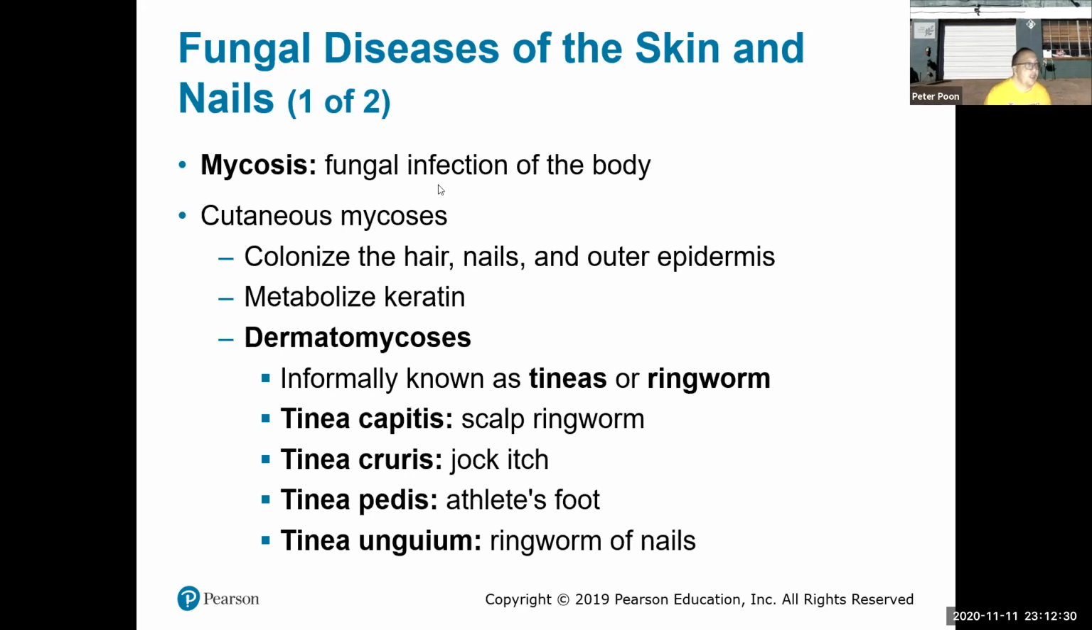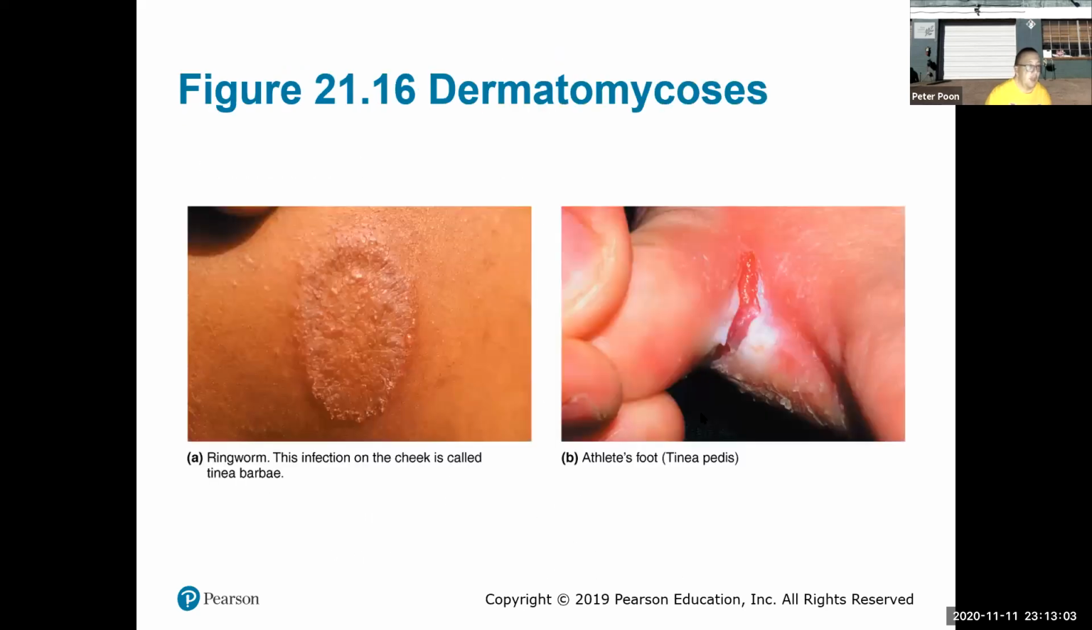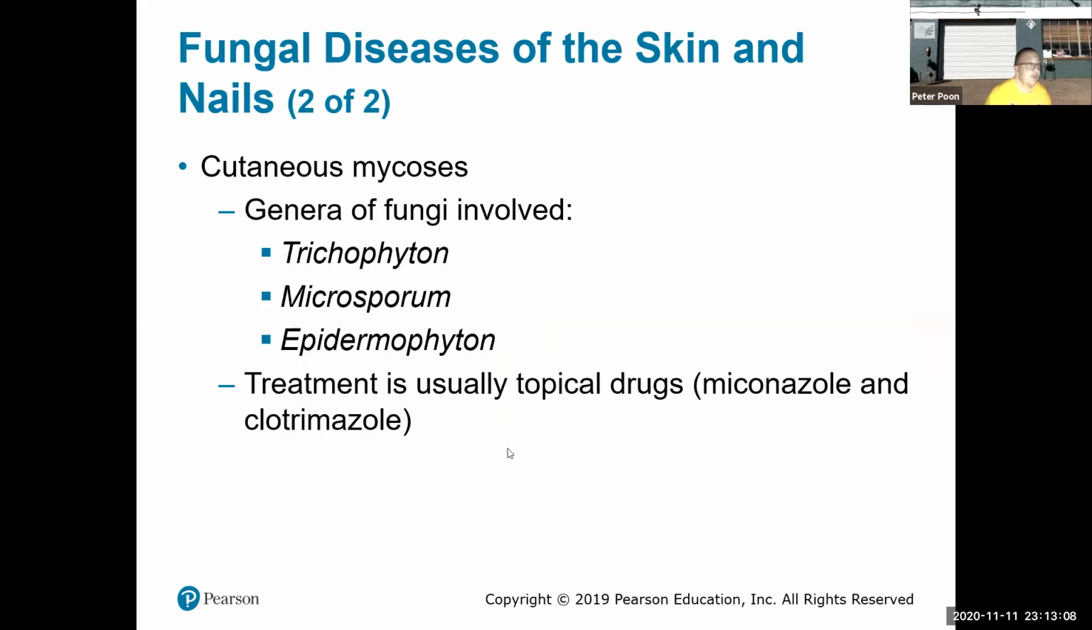Okay. So mycosis is a fungal infection. The dermatomycoses are tinea, or ringworm. These are really the same disease; it just depends on where you get it. On the head, it's called scalp ringworm, so typically ringworm. Cruris is jock itch, pedis is athlete's foot. We also get it under the nails. You can see ringworm on the scalp and athlete's foot.